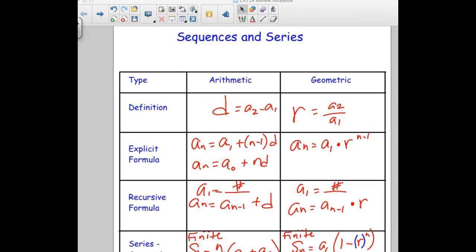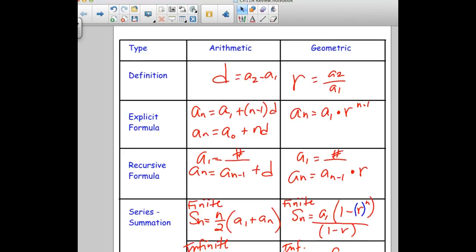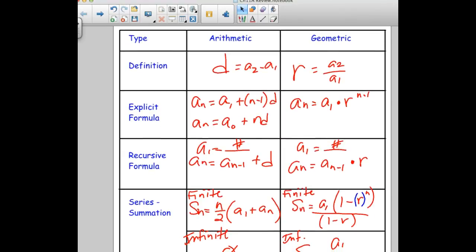This is a review for sections 11.1 through 11.3 for the test we have for college algebra. We have sequences and series, and we had a lot of formulas in this chapter. You should have this formula sheet handy. Just a quick review of all of our different definitions and formulas. And just so you know, on the test, you will be given a sheet that has all of these formulas.